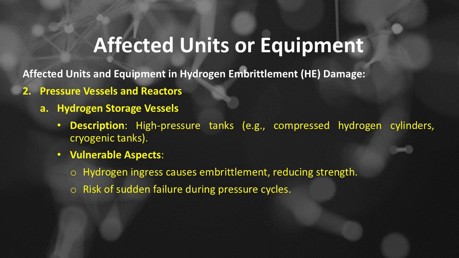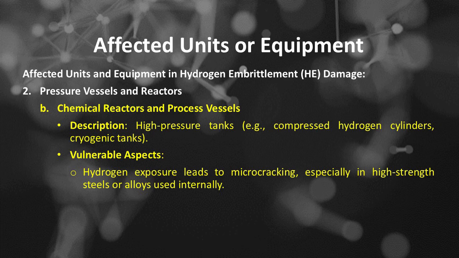Number 2 of affected units and equipment in hydrogen embrittlement damage is pressure vessels and reactors, includes, number A, it is used for hydrogen storage vessels. These are high-pressure tanks, such as compressed hydrogen cylinders, cryogenic tanks. Their vulnerable aspects include hydrogen ingress causes embrittlement, reducing strength, risk of sudden failure during pressure cycles.